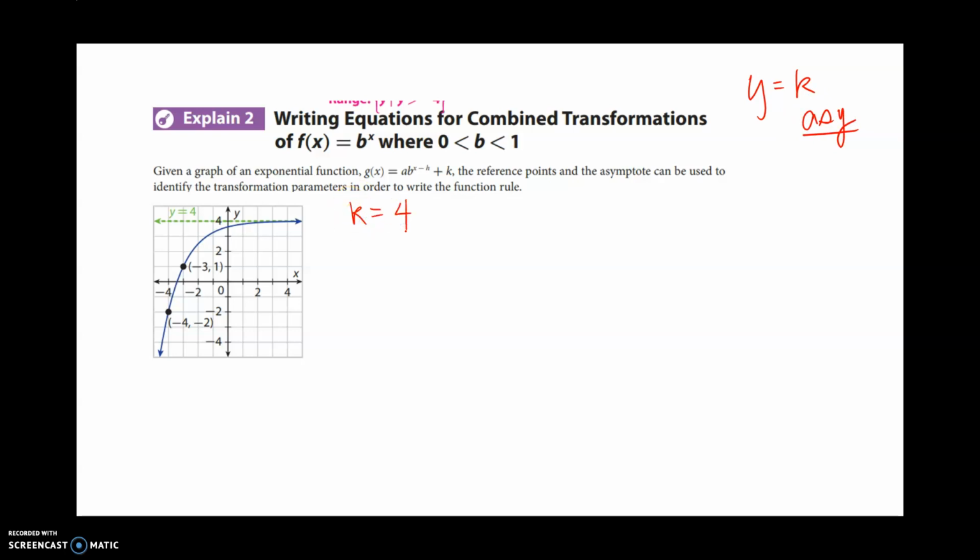What else do you notice about this graph that's similar to the one we just did? This is reflected over the x-axis. So our a is going to be negative, isn't it? So we've got to watch for that. We're going to sense check: is our a actually negative? Now we're going to run out of time, guys, so I'm going to stop it and start a new video that'll complete this problem. Okay? Hang in there.